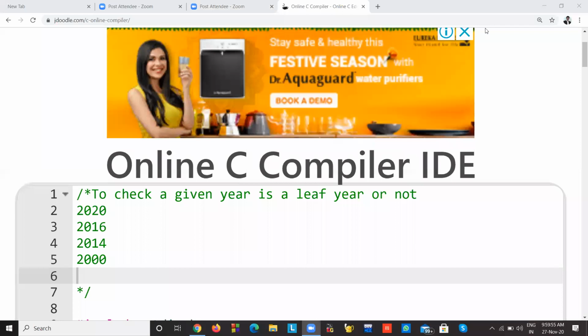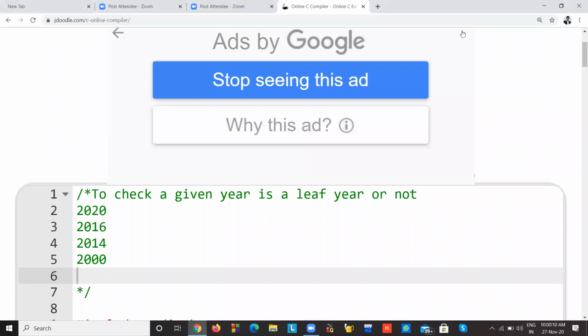Sir, depending on the test cases, we can divide the year by 400. That is correct. So from this discussion, I noticed you are having an idea about the leap year, but for others, let me go through this leap year concept very quickly, because it is an example of if else.